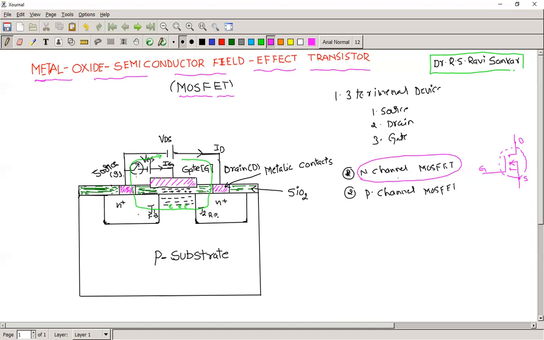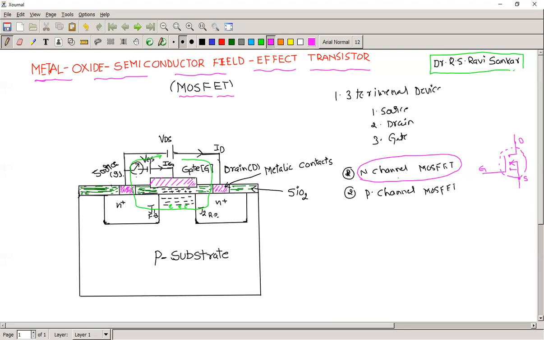In case of N-channel MOSFET, the current is passing here, but electrons will be passing in this manner, opposite to the direction of the current. That's why here this arrow indicates the direction of the flow of electrons. So this is the structure of the MOSFET.